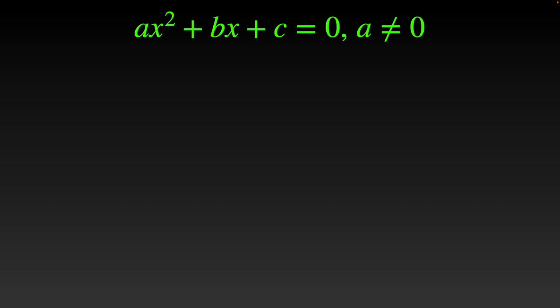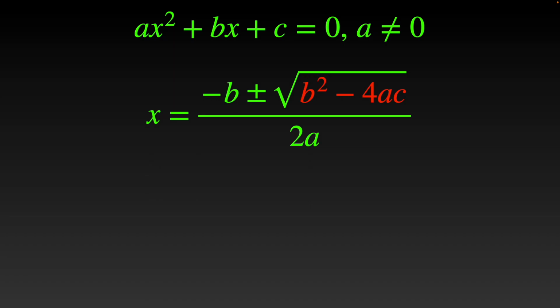Given the quadratic equation, we can find the solutions of the equation applying the quadratic formula. The part of the quadratic formula that is marked in red is the discriminant, b squared minus 4ac. After computing the discriminant, we can determine the number and the type of solutions.